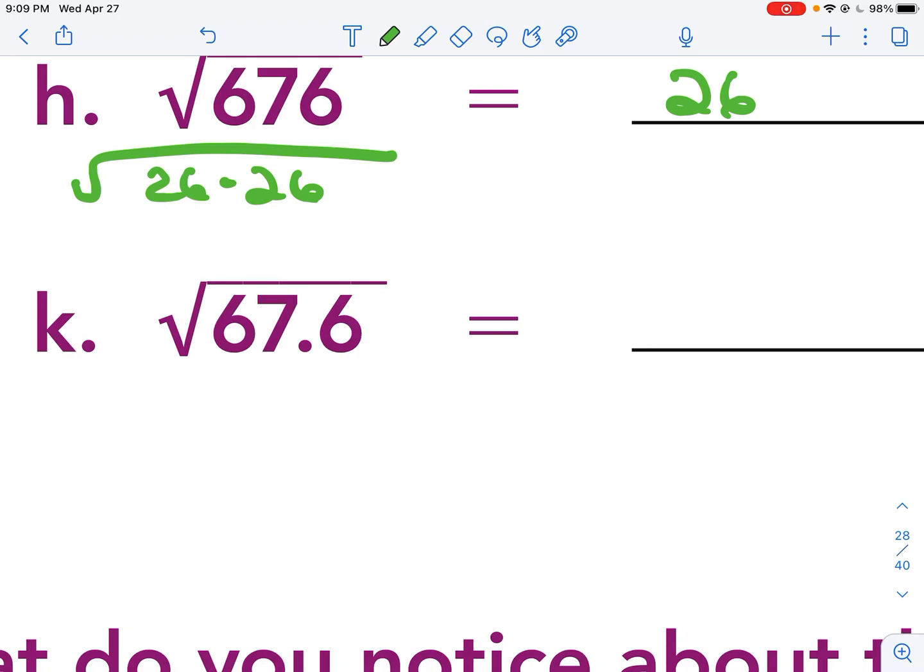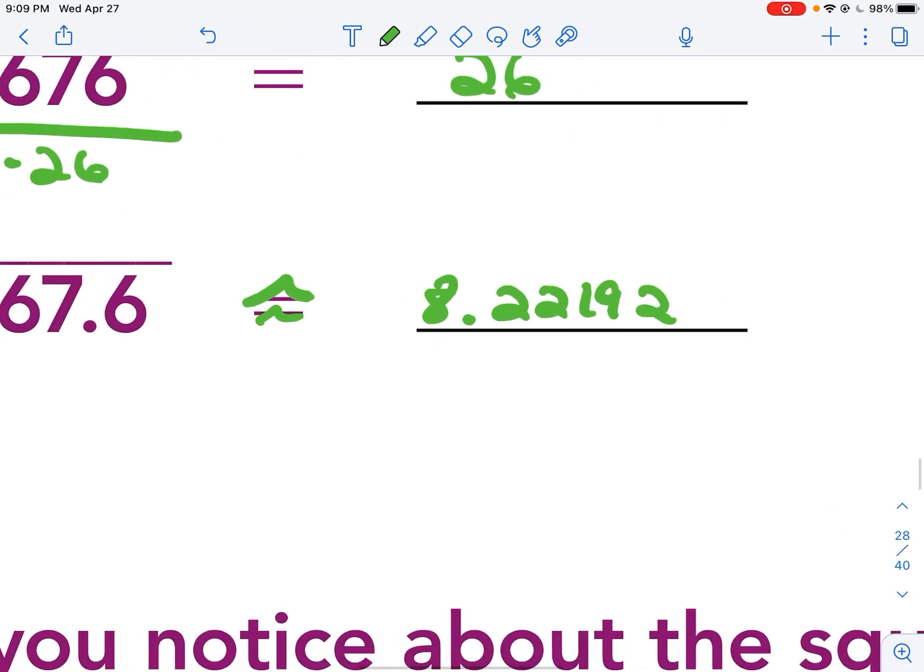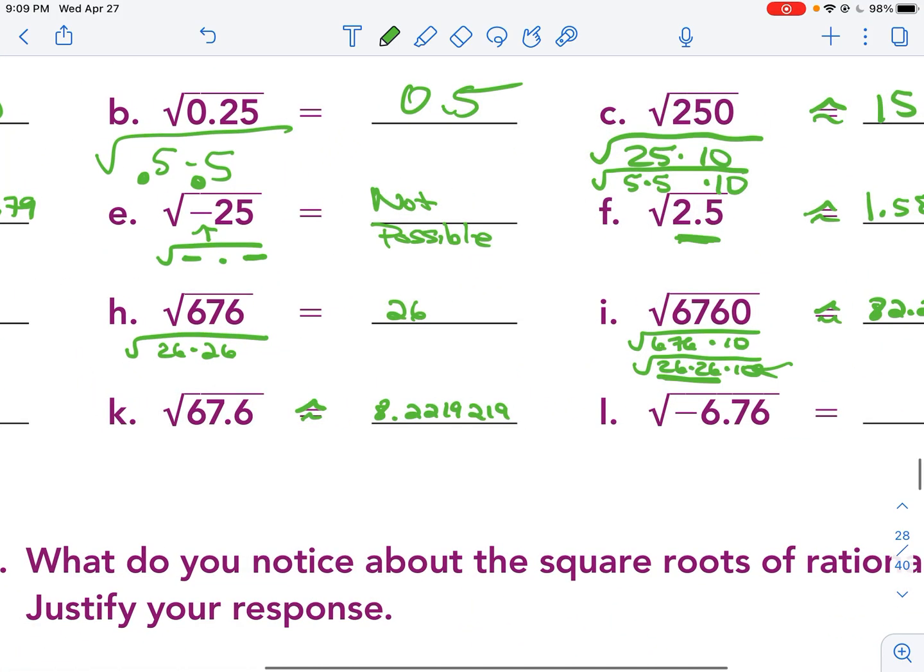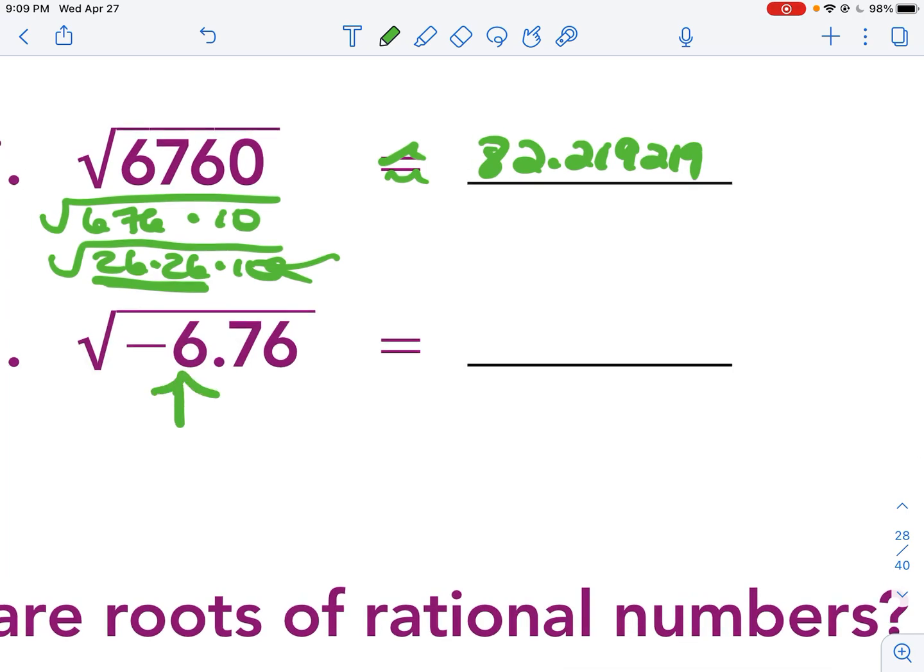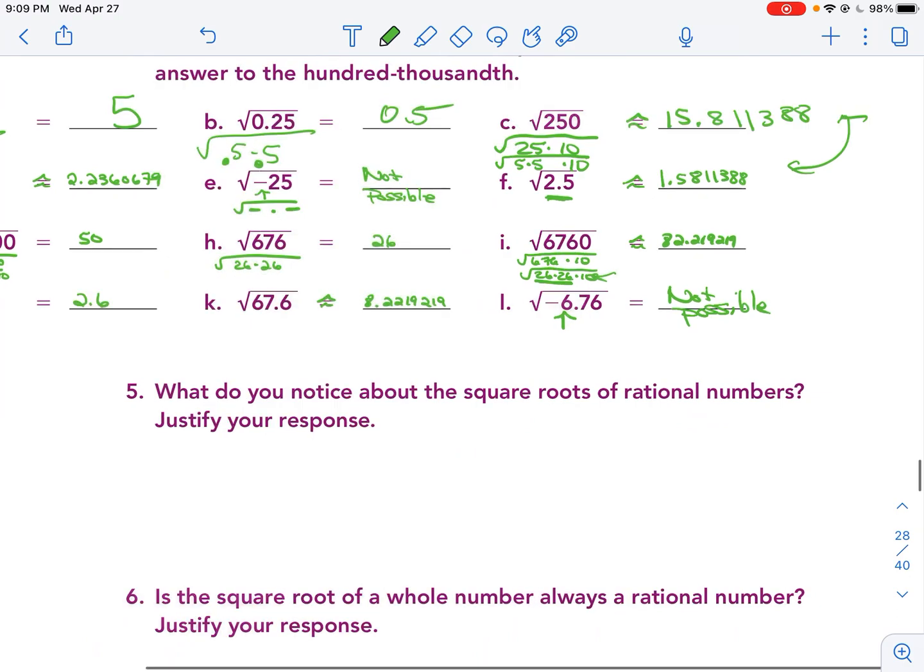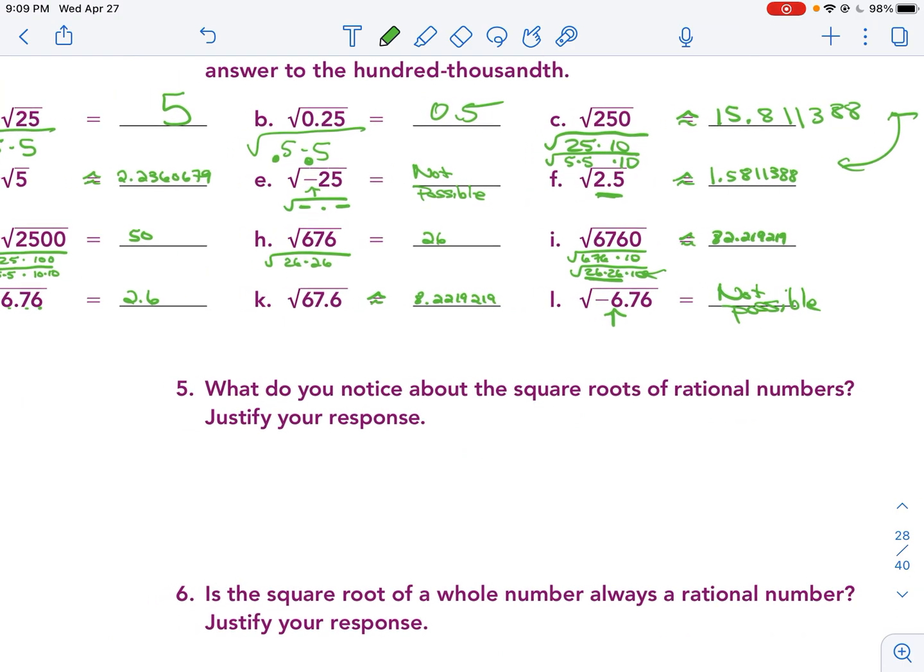This, on the other hand, is not going to be like that. 7.6, take the square root of that. It's going to get approximately 8.2219219. I think that's the same as this one over here, just moved. And again, you can't have a negative underneath this, so this is not possible. You will get an error on your calculator.